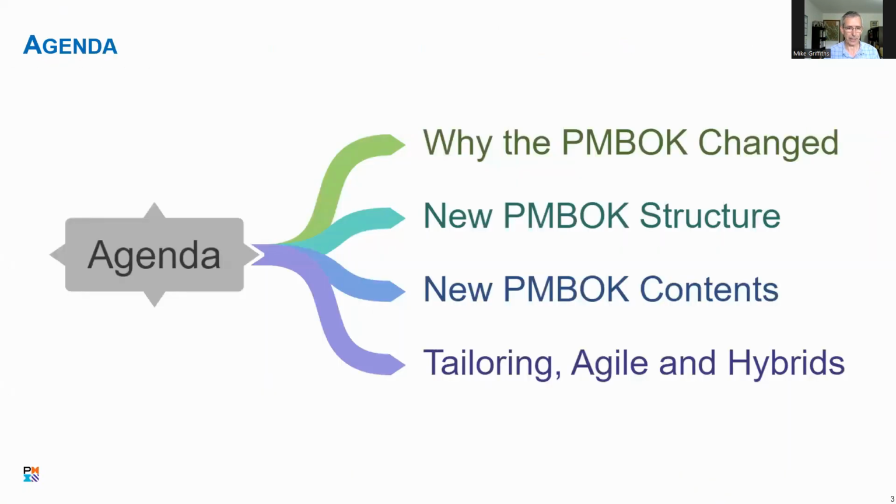So yeah, let's get into it. The agenda for today, this is a high-level structure of today's session. We'll talk a bit about why the PMBOK guide changed, the new structure and its new contents, and then we'll take a deeper dive into tailoring, Agile and hybrids, and the pros and cons of trying to do that in our organization.